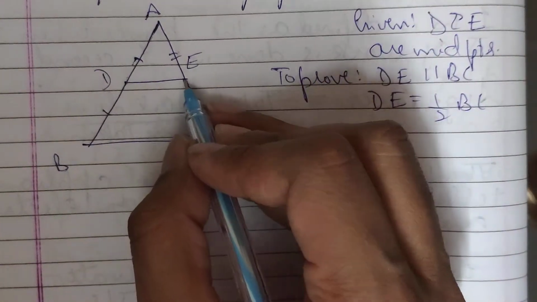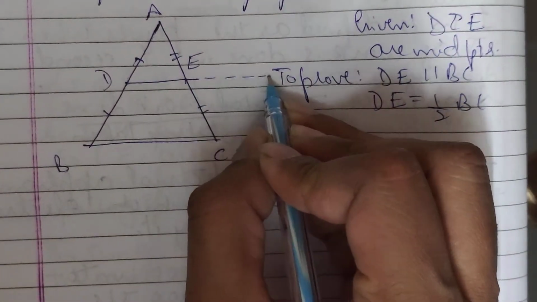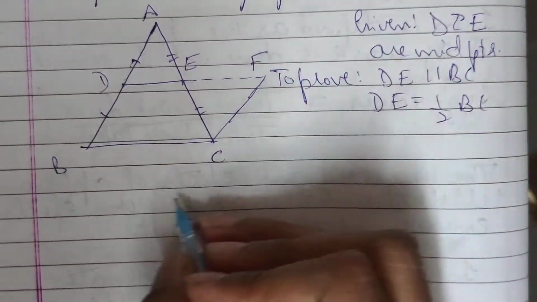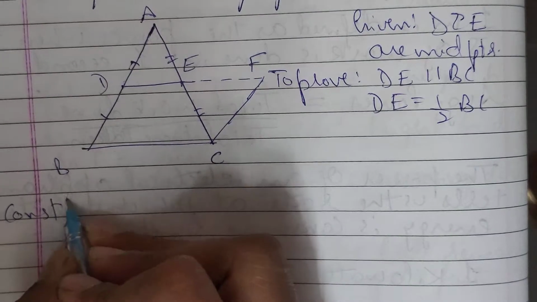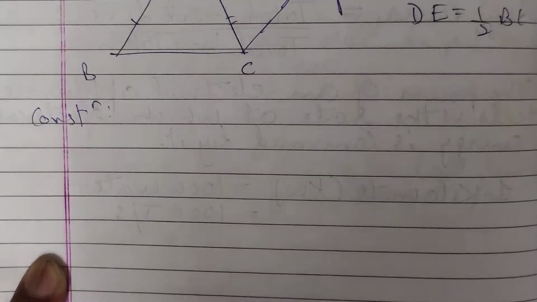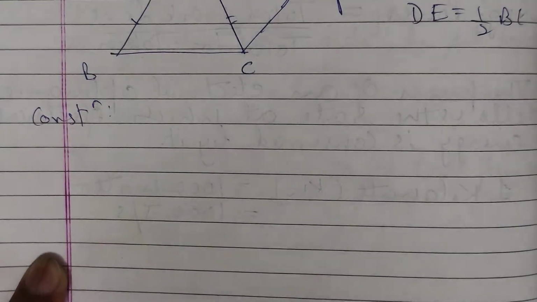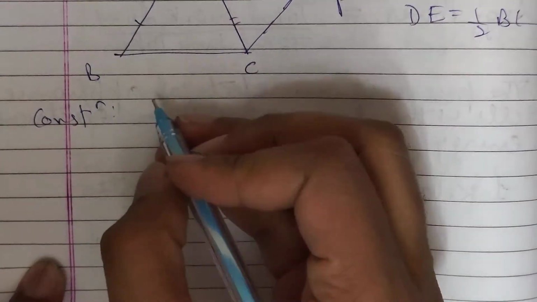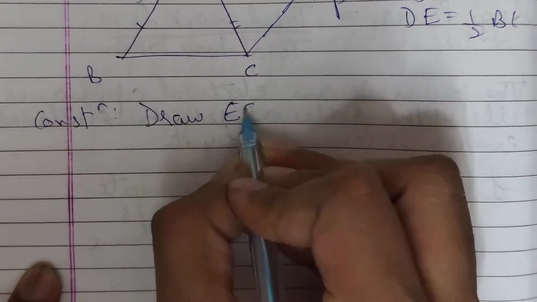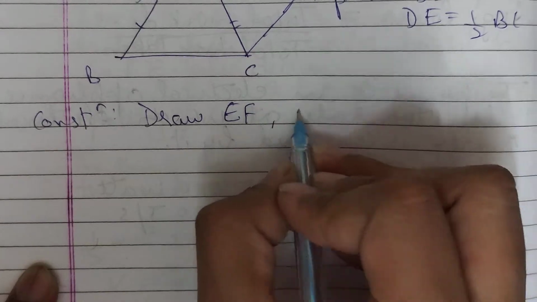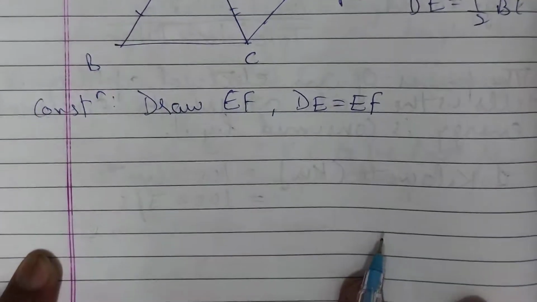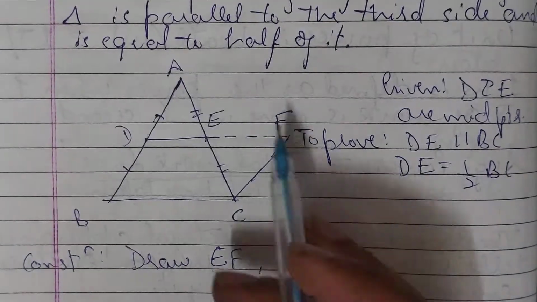Now let's construct a line in this way. Construction: draw EF such that DE is equal to EF. So from the figure, DE is equal to EF.